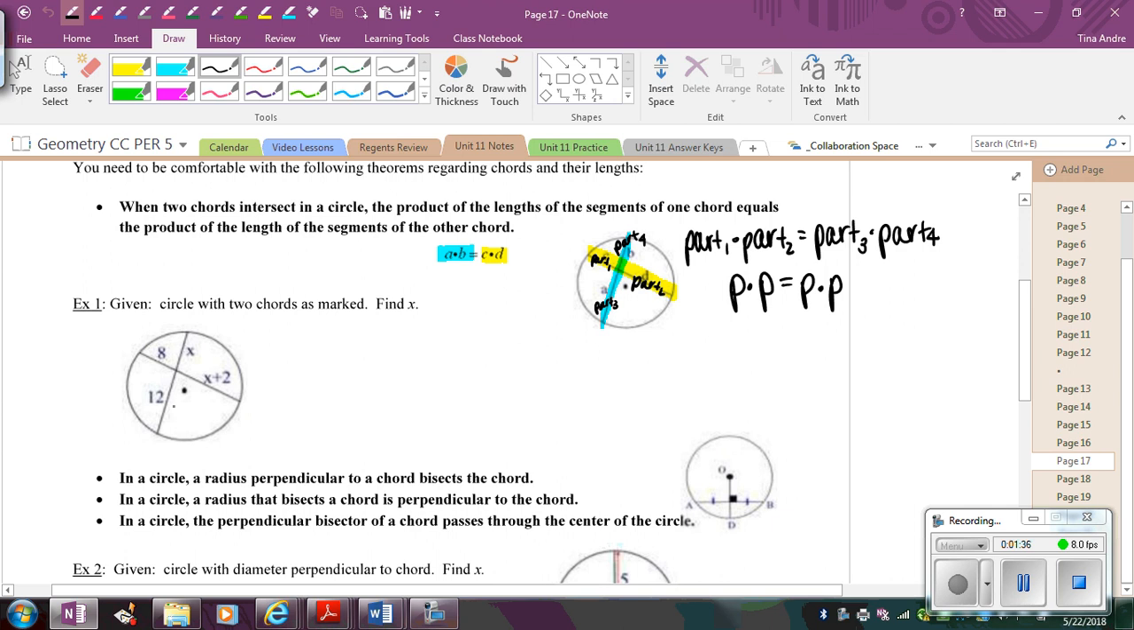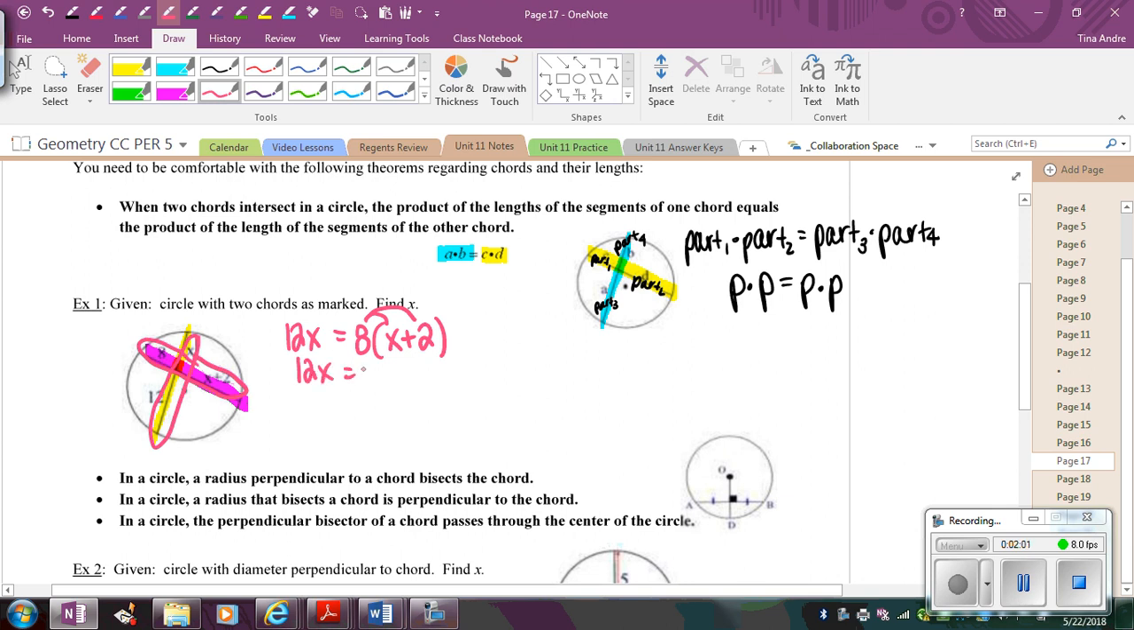If you look at this first example, we have a circle with two chords marked, and we're trying to find the length of x. I'm going to use part times part equals part times part, so I'm going to multiply the two parts together. These two get multiplied: 12 times x. The way that you multiply does not really matter because it's commutative. And then 8 times x plus 2. Make sure the x plus 2 goes in parentheses, since it's a binomial.